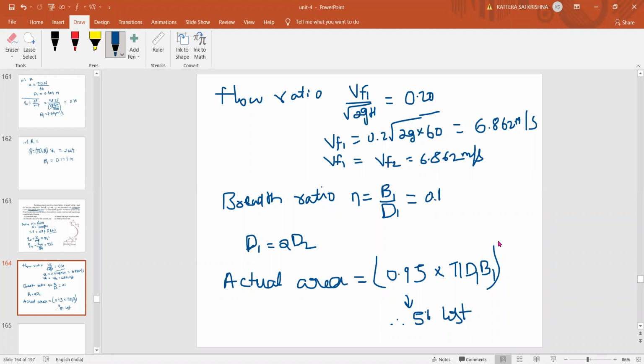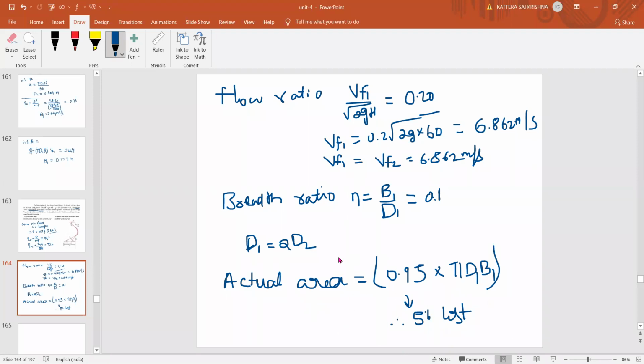Okay, any doubt here? Prasad? No, sir. Yes, okay. What about Shashi? Are you here? Shashi? Yes, sir. Yes, sleeping? No, no, sir. Right, okay. So actual area is 95% of the area.